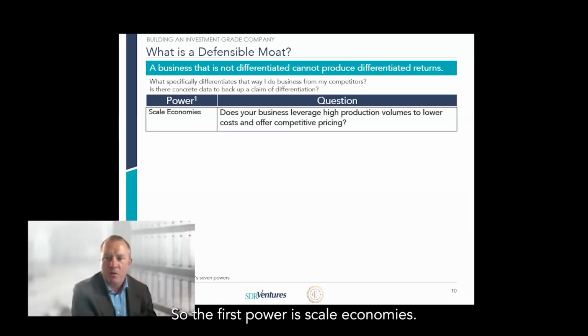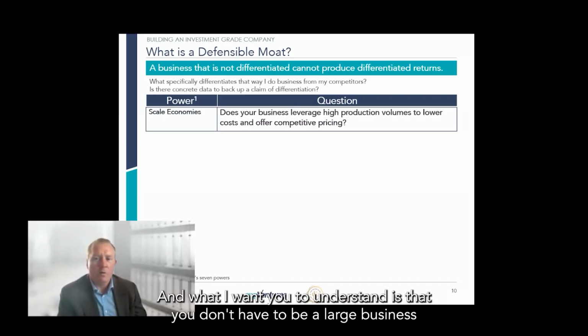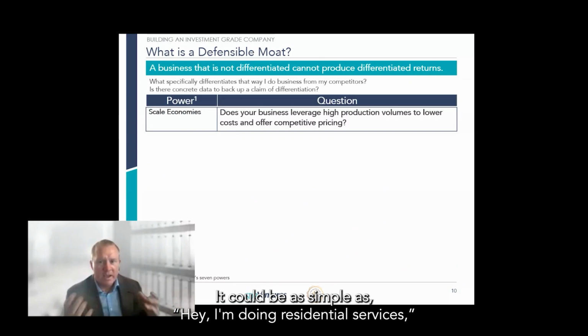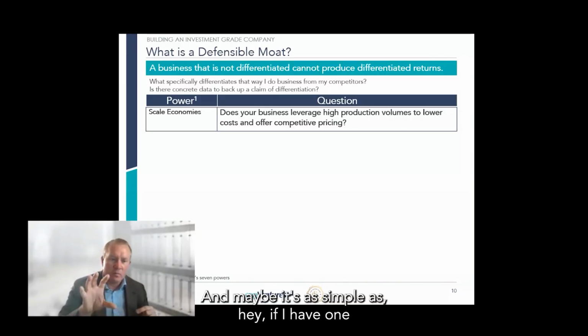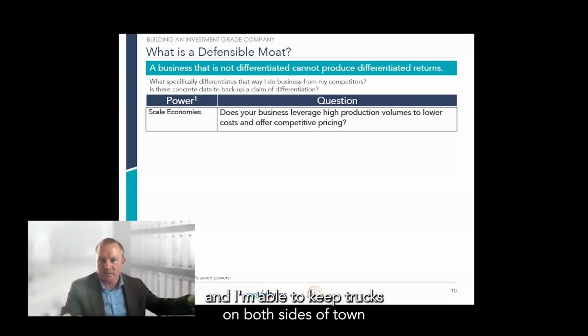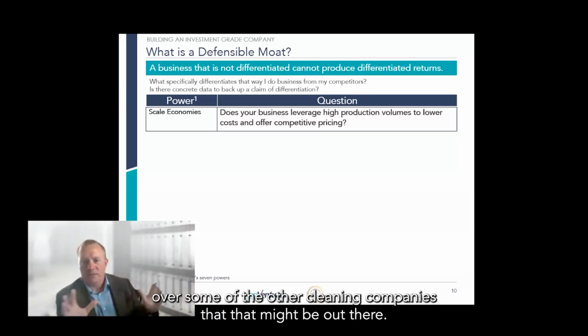So the first power is scale economies. And you guys have heard of economies of scale for sure. And what I want you to understand is that you don't have to be a large business to have scale economies within your market and within your business. It could be as simple as, hey, I'm doing residential services. Maybe I've got cleaning crews for houses. And maybe it's as simple as, hey, if I have one warehouse on one side of town and one warehouse on the other, and I'm able to keep trucks on both sides of town in separate locations, that creates an advantage for me over some of the other cleaning companies that might be out there. So that could be one.